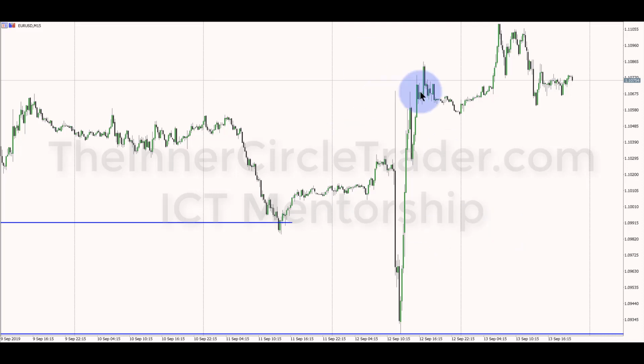In this framework here, what was the setup that was most likely to occur? The run down here into this area here where there was an imbalance. Because remember, last Wednesday I said that I don't believe that Euro is done with the week. I think it has not placed the highest high of the week. And I mentioned that we would go above the previous Thursday's high.